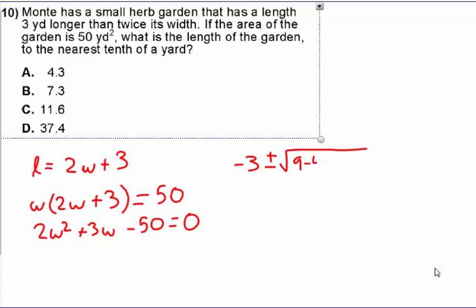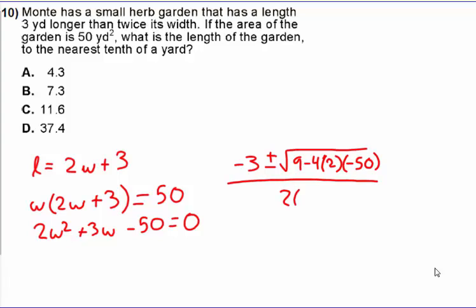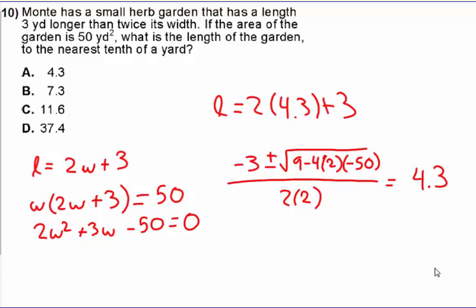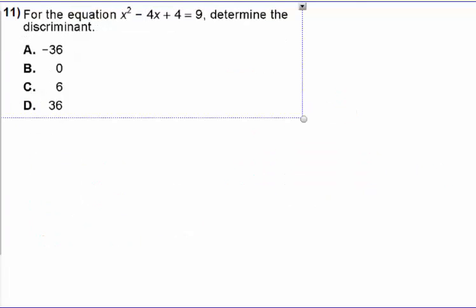So negative b plus or minus the square root of b squared minus 4ac all over 2a. And remember how we talked about typing these into our calculator. You can use the fraction bar and type it in just like we write it out. So we type this in. Hopefully you'll see one of the solutions you're going to get is negative, which can't be right, and the other one you're going to get 4.3, but that is the width, not the length. So we have to plug in 4.3 for W to solve for the length, and we will get that it is 11.6.